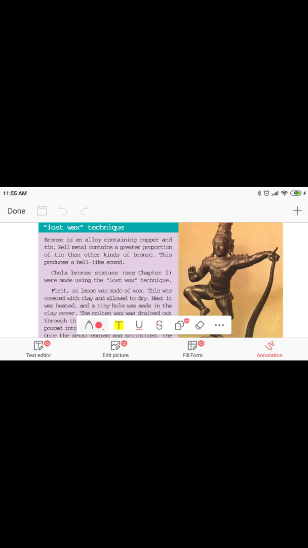In this, they are telling us about the lost wax technique, which was used to make bells. Now, to make bells, they need a bell-like sound. So for producing that bell-like sound, they used tin. They contain a greater amount of tin. This produces a bell-like sound. Now, as the name suggests, lost wax technique, there is some use of wax in it.